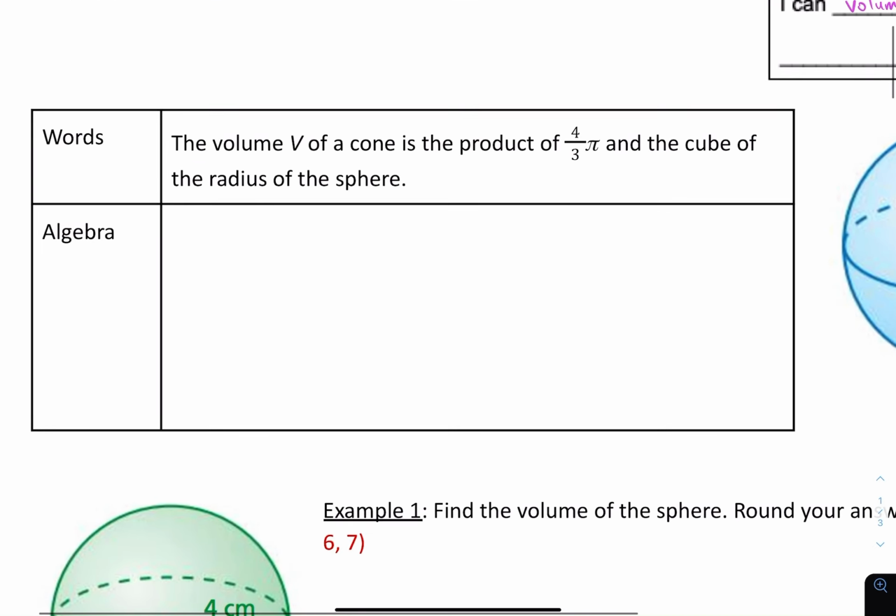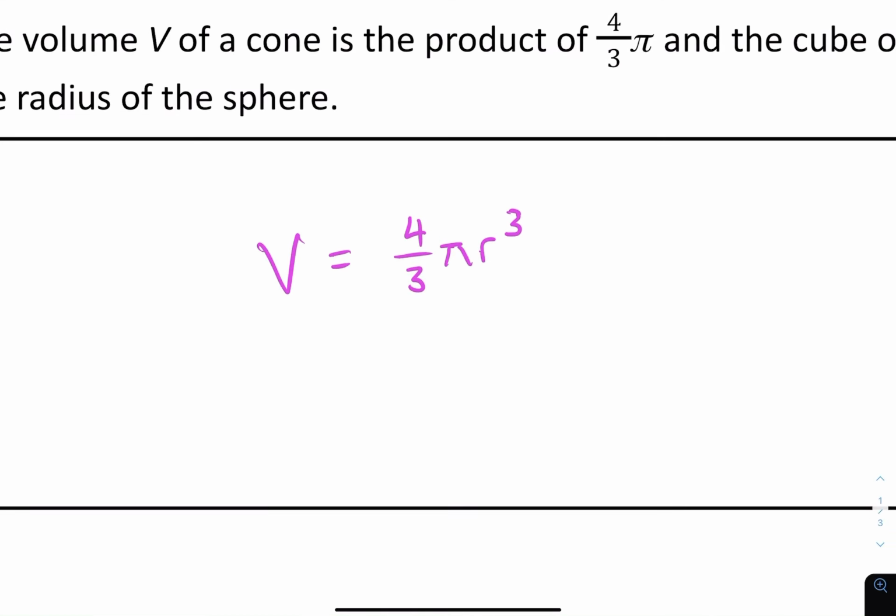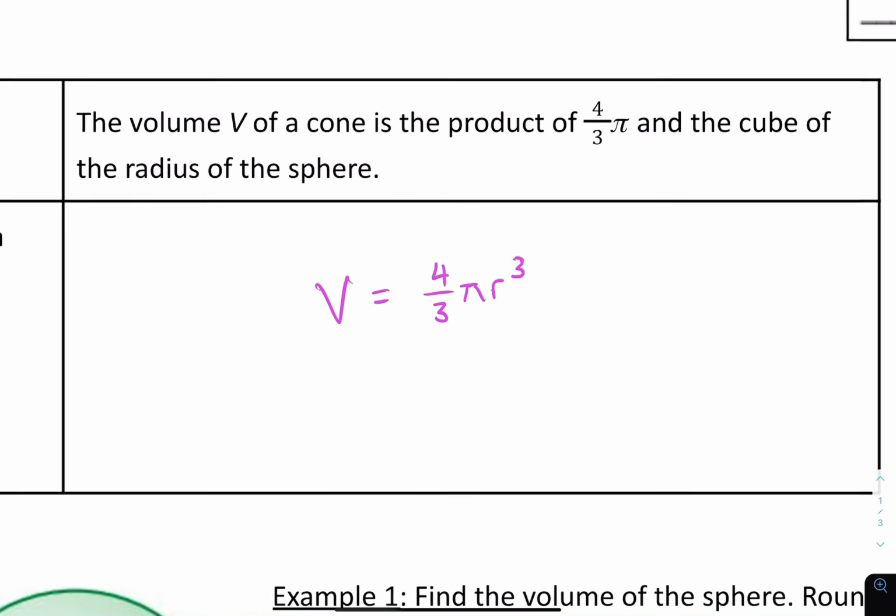So in words, the volume V of a sphere is a product of 4/3 pi and the cube of the radius of the sphere. So the formula is this: V equals 4/3 times pi r cubed. So remember, formula for volume of a cylinder was pi r squared times h. Cone was 1/3 pi r squared times h. Volume of a sphere is 4/3 pi r cubed. This is something you will memorize, so it'll be really good practice for you to keep writing this formula over and over again as you're solving these problems.